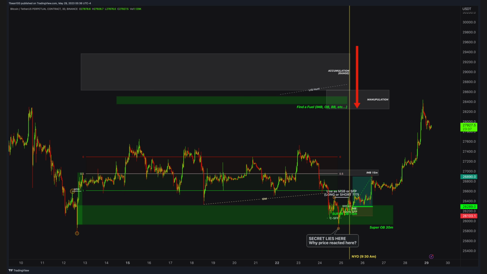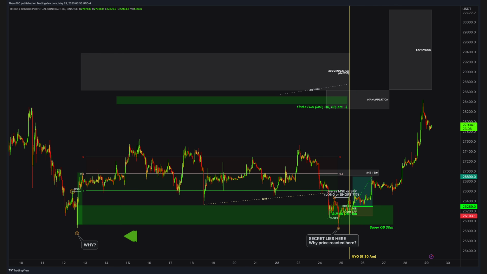Now, this demand could be anything: imbalance, order block, breaker block, but it should come from a meaningful point. Finally, the most anticipated move happens: the expansion. None of these happen with random basis. But the puzzle is not over yet.